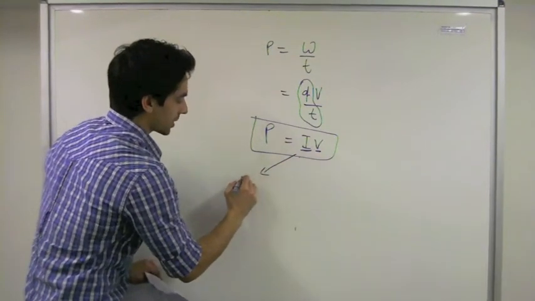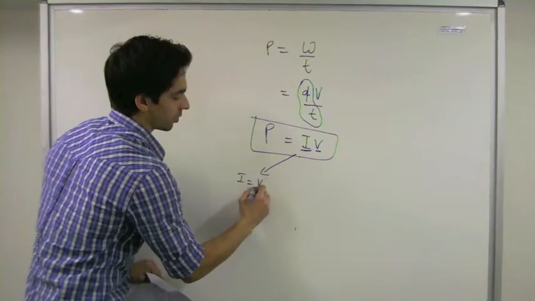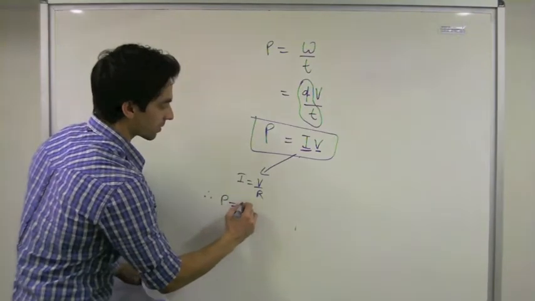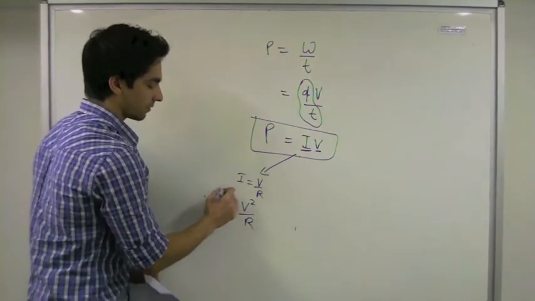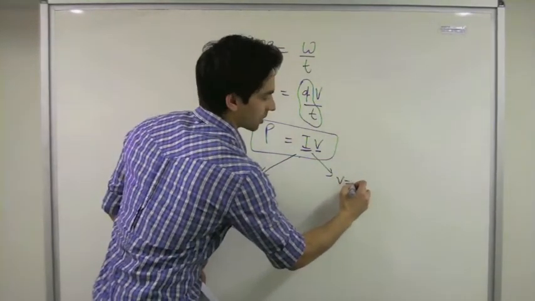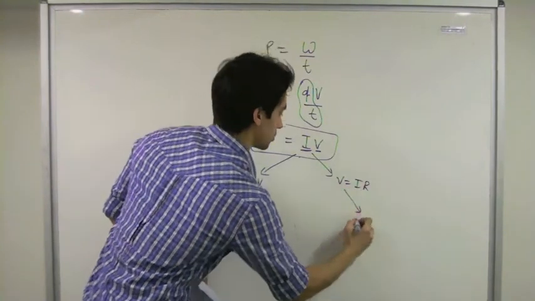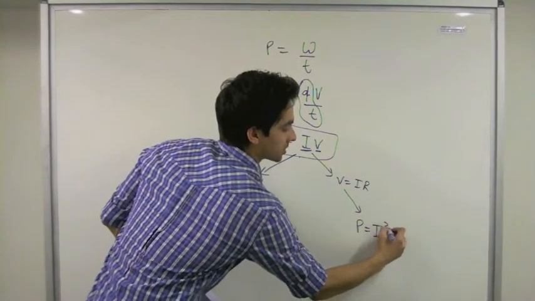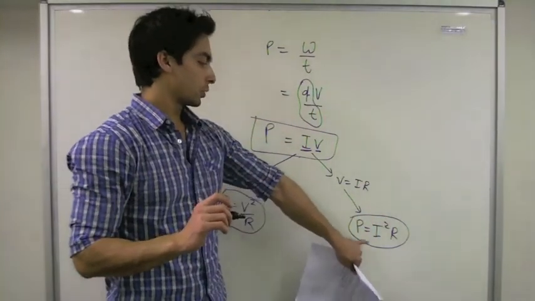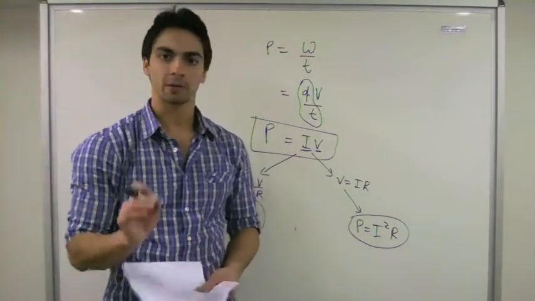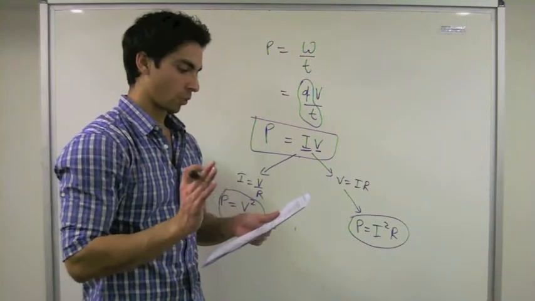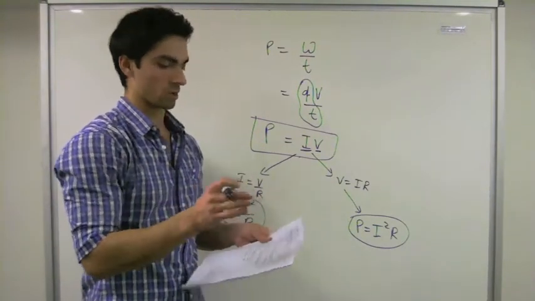Now, I can also be written as V over R, right? So therefore we have the power given by V squared over R. This is handy when you don't have current information. Okay? And again, V can be written as IR. So power can be written as I squared R. Now this form of power is useful when you don't know the potential difference but you have the resistance and the current information. Okay, so that sums up 5.1, and a part of 5.2 we will now go on to 5.2.